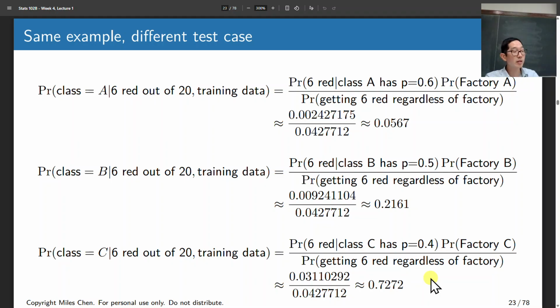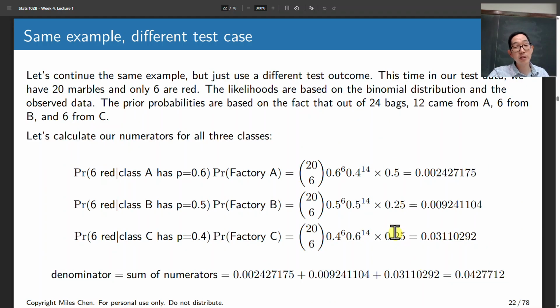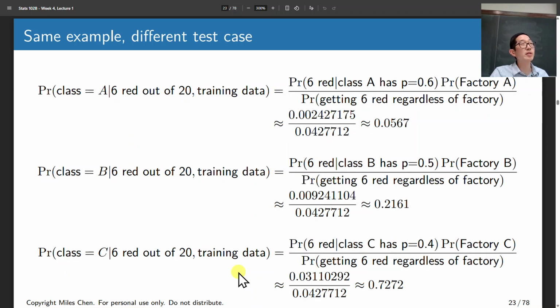And so I think this makes a lot of sense in that, again, prior to looking at our data, we said, well, factory A produces half of the marble bags and factory C only produces a quarter of the marble bags, okay? However, when you opened up the bag and you saw that there were only 6 red marbles out of 20, then factory C became the most likely candidate for making this bag, because factory C fills its bags at only 40% red compared to factory B and factory A, which have a higher proportion of red marbles.